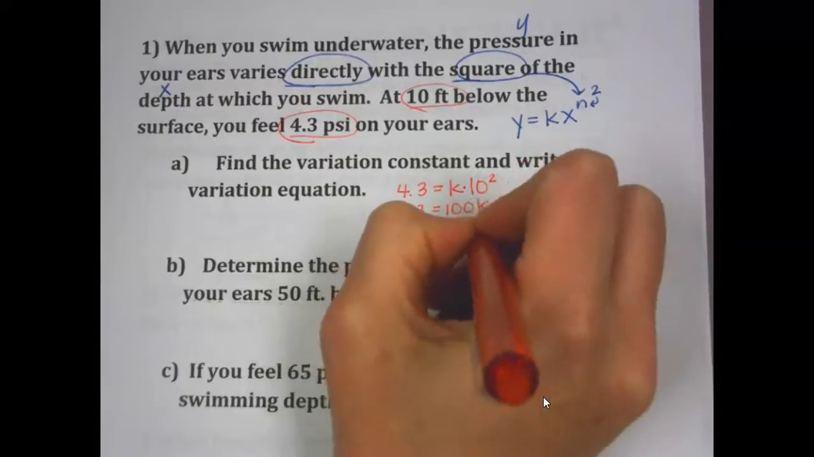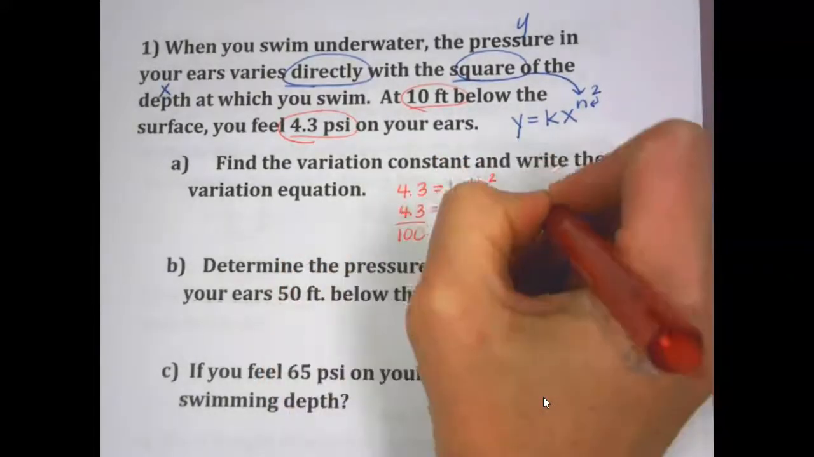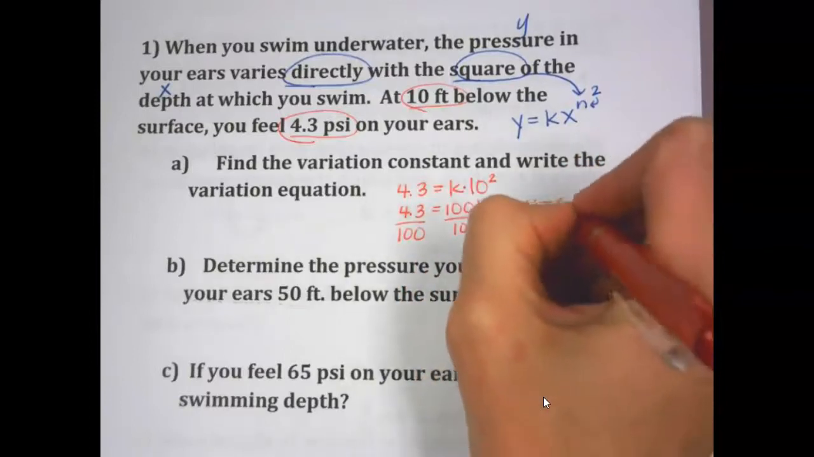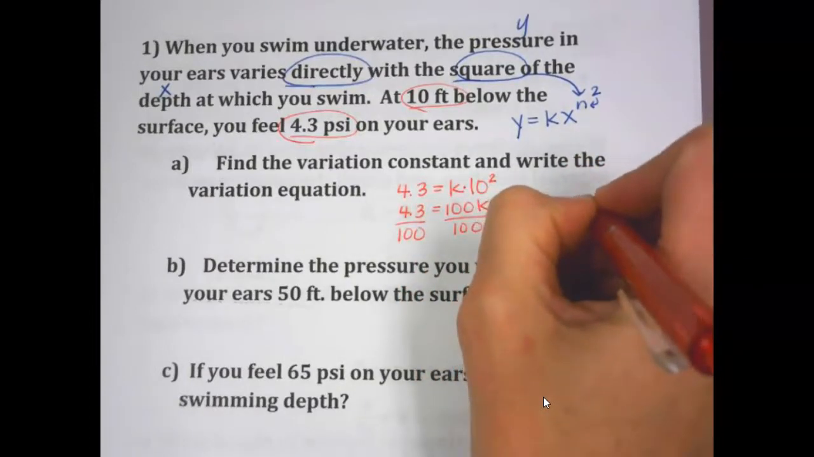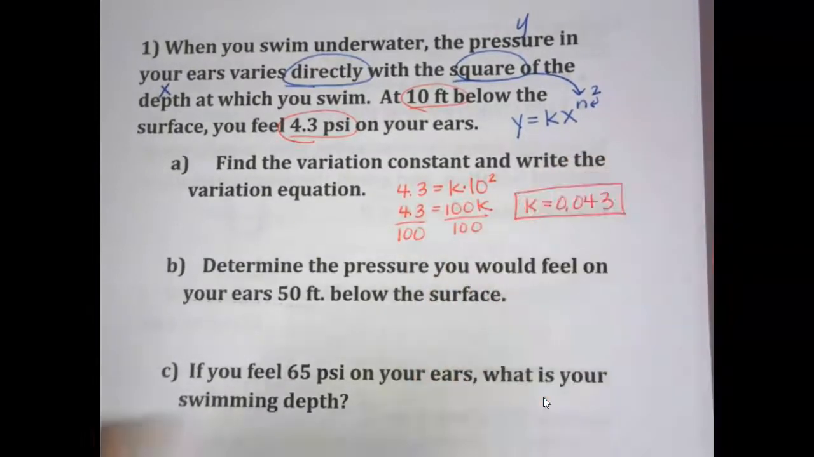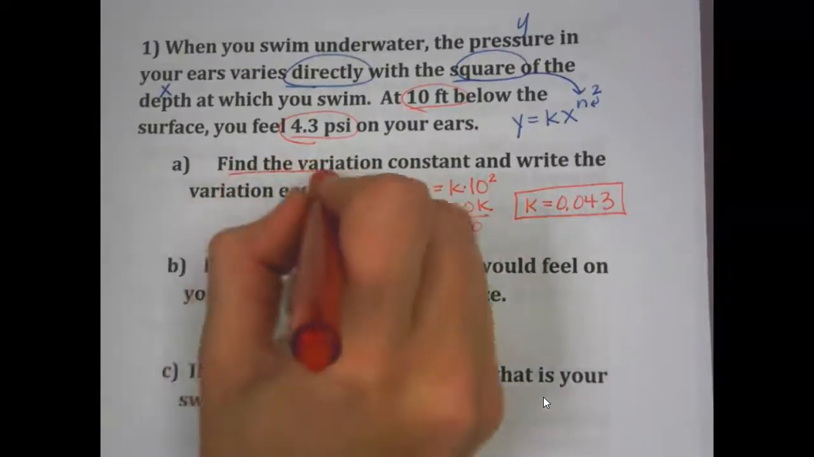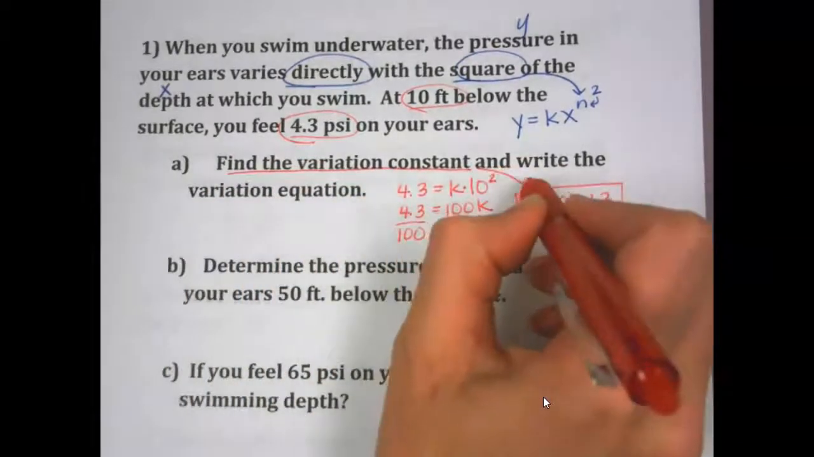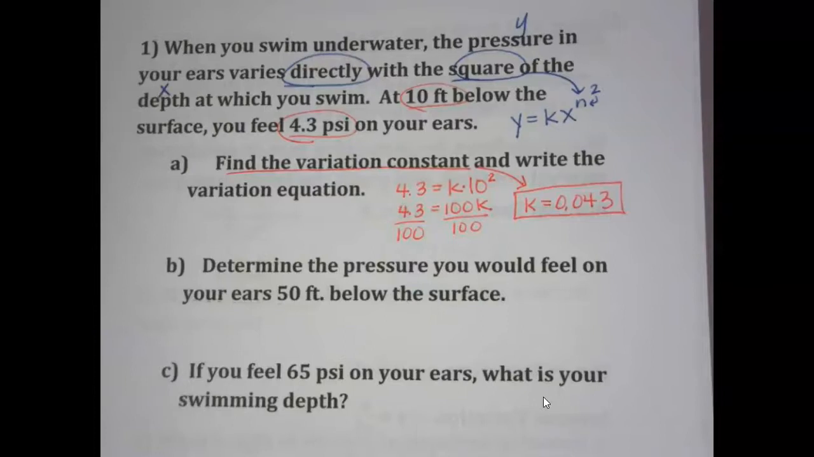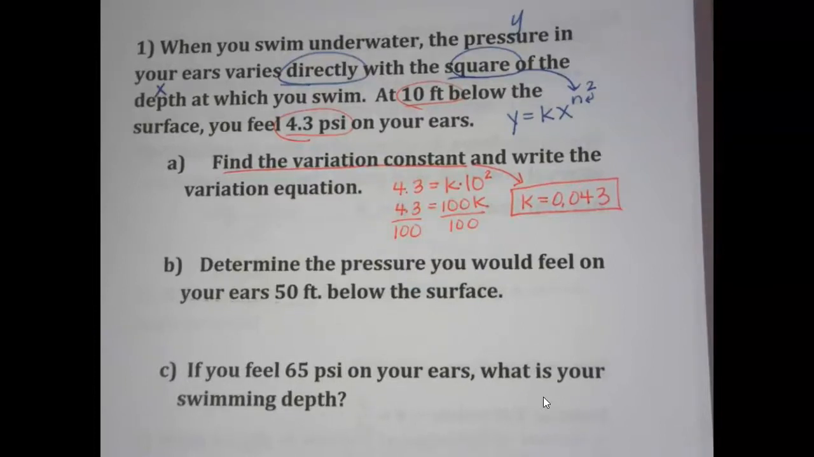Divide both sides by 100. And we find out that our k, or our variation constant, is 0.043. That's half of what this part A asked us for. Find the variation constant. We just did that. But notice it says, and write the variation equation. So we need to make sure we do that part also.